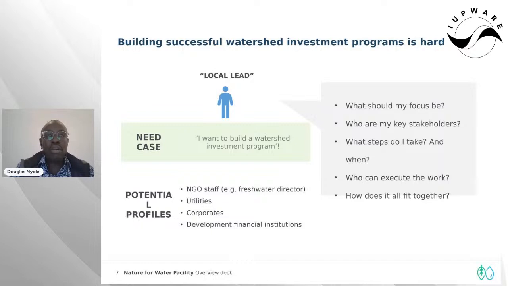Now, what happens whenever there is a watershed that is facing degradation and water security challenges? There's usually that one person that comes out and says, I don't like what is happening within this catchment.